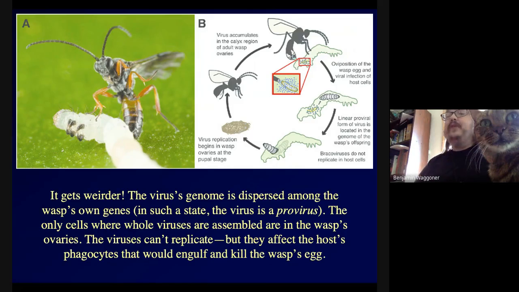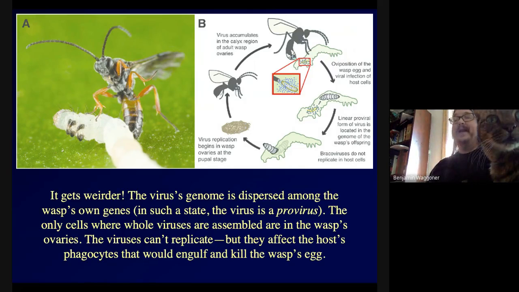Eukaryotic viruses can do this too, and the virus's genome is actually dispersed among the wasp's own genes. In that state, it's called a provirus. And here's where it gets weird. The viruses can't replicate. The only cells where the viruses are actually assembled are those specialized cells in the wasp ovaries. That's the only place where you get actual virions assembling.